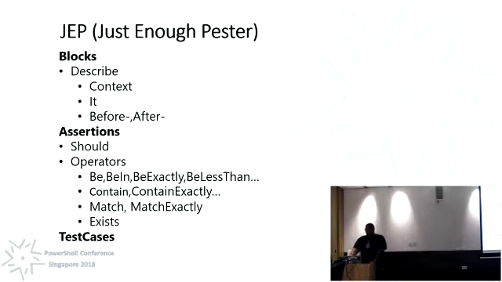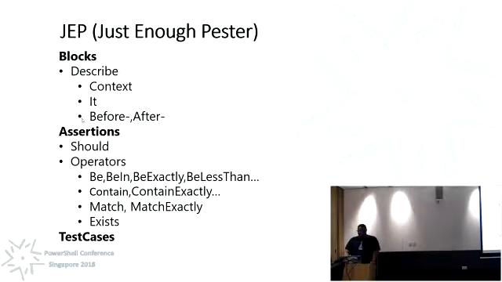Just enough Pester. What I'd like to do right now is just describe the Pester information that you need, just to get going, right? If you're not familiar with Pester, here's a quick rundown to get you up to speed. When you start out with Pester, the first thing you're going to do is create a describe block. And then there's a context block. Depending on the version, you can have multiple sub-contexts as well. And where the magic happens is really with the it block.